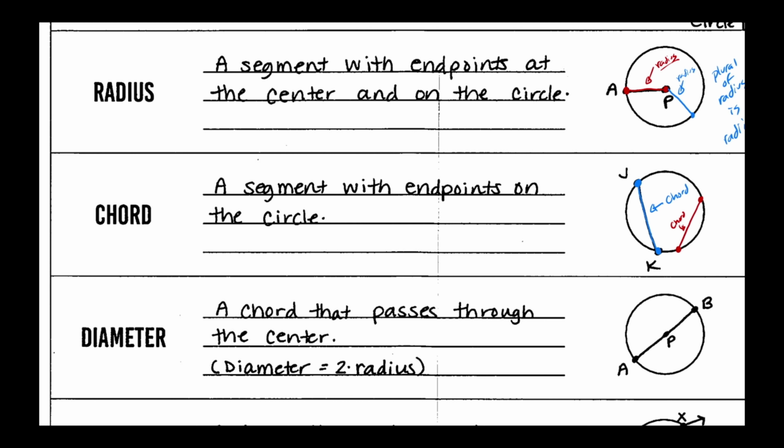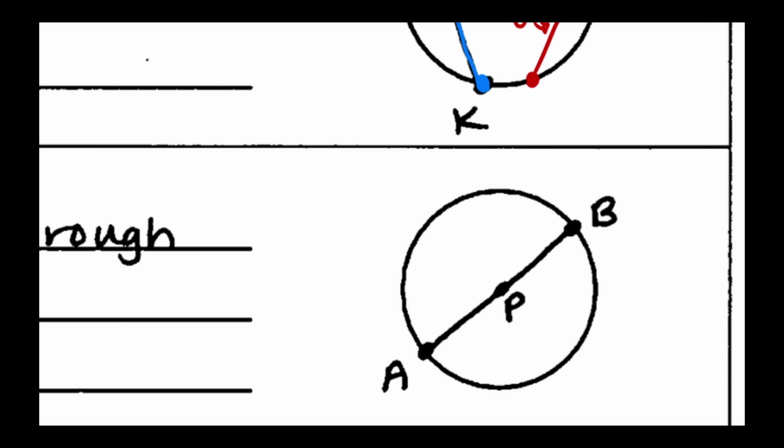Next is a diameter. A diameter is kind of combining the last two. A diameter is a chord that passes through the middle. Do you notice this? We have a chord from here to here, but it passes through the center of the circle. And so this whole thing is called the diameter.